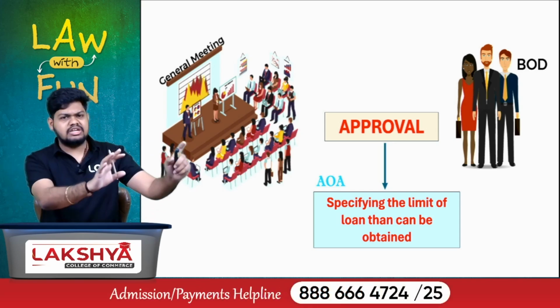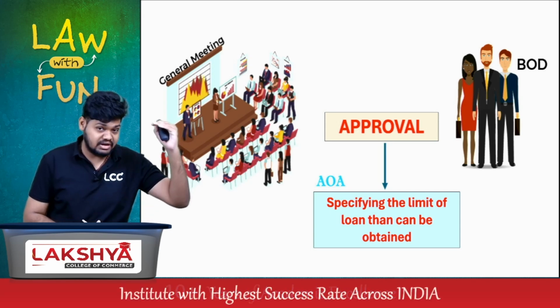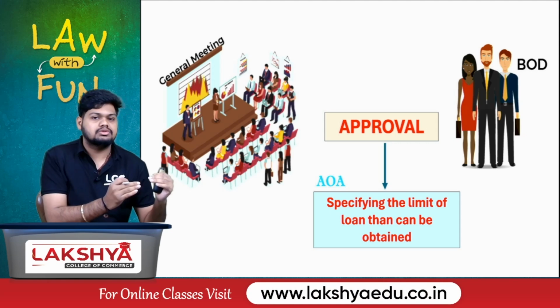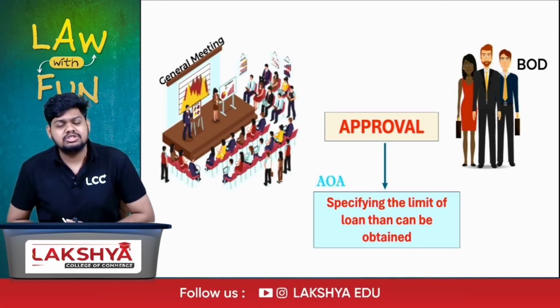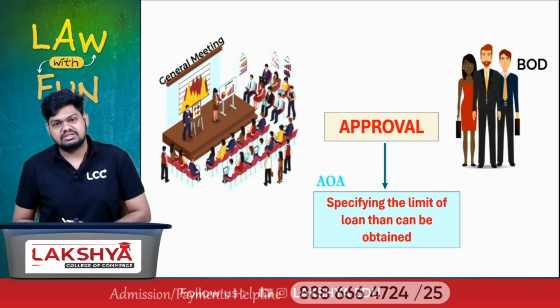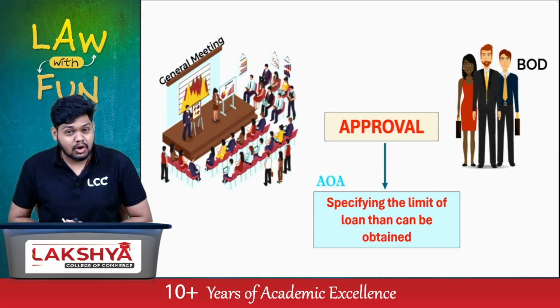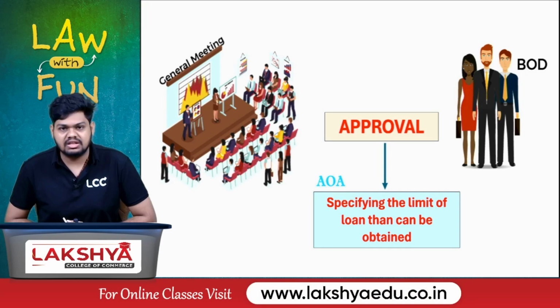Simply speaking, shareholders agreed for the loan, but shareholders agreed for the loan up to a specified limit, assuming say 5,000 euros, assuming say 3,000 euros, assuming say 2,000 euros. The limit must be set. If this limit is not set, the resolution is said to be not properly passed. If it is not properly passed, the board of directors don't have authority to take a loan from any third party.